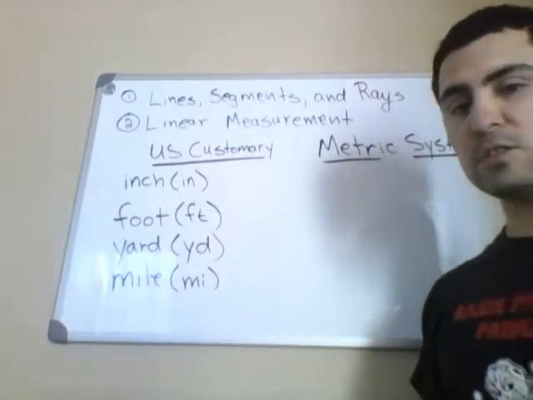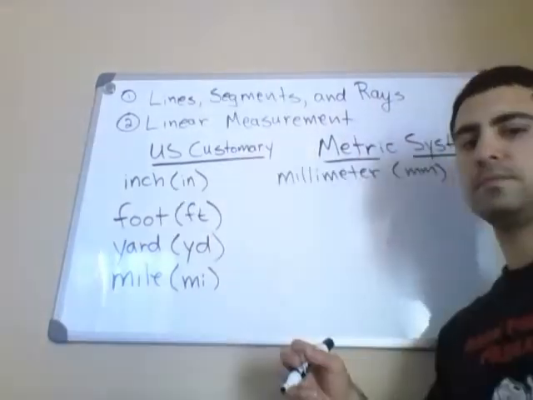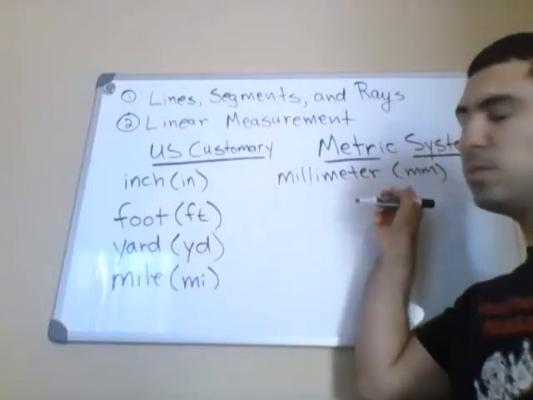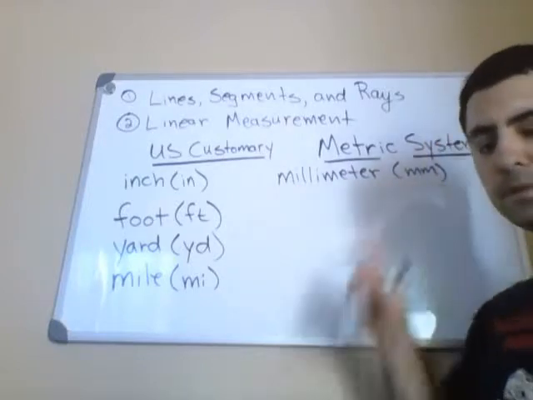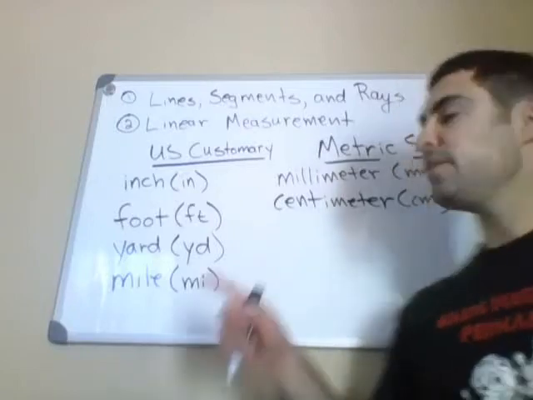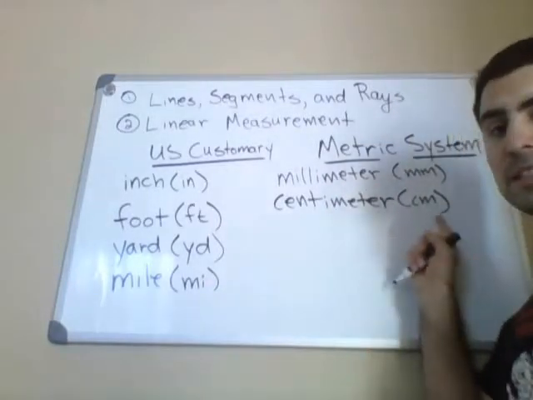Let's look at the different units of measurement for the metric system. There's the millimeter, which is represented by two M's, mm. Alright, there's the centimeter, which is represented by cm.